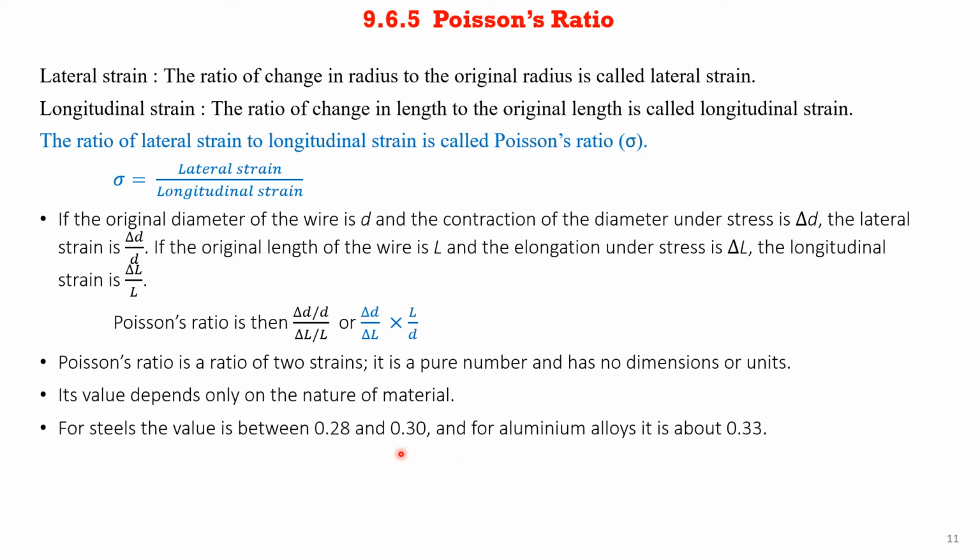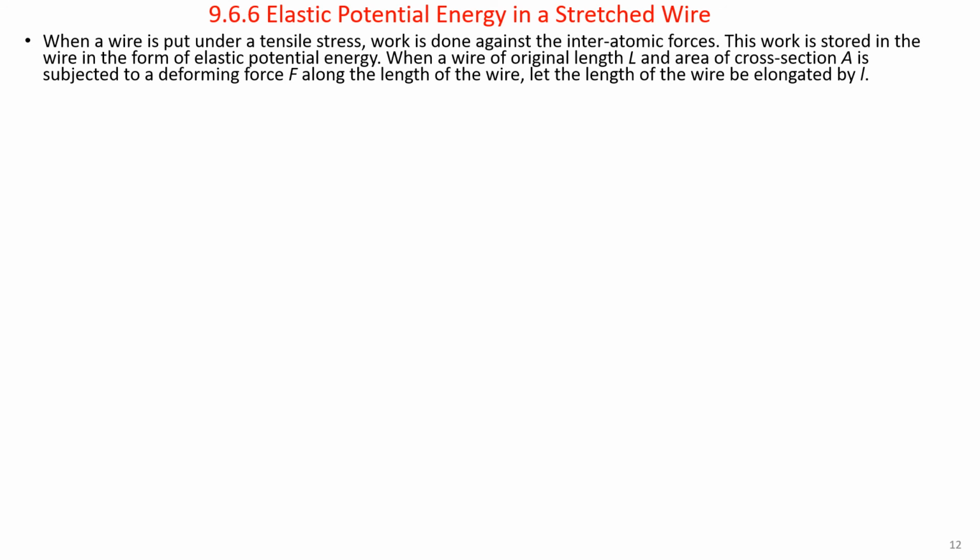For steel, the value of Poisson's ratio is between 0.28 and 0.30, and for aluminum alloys, it is about 0.33. Now we will proceed to derive an expression for elastic potential energy of a stretched wire. When a wire is put under tensile stress, work is done against the interatomic forces. This work is stored in the wire in the form of elastic potential energy.